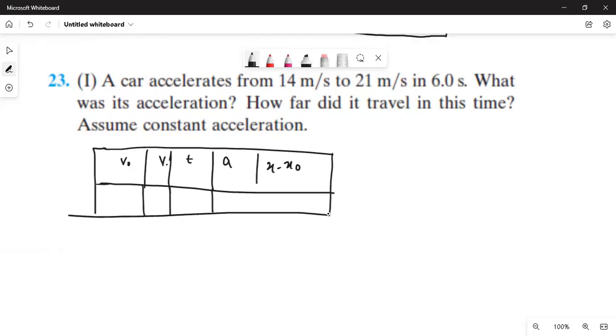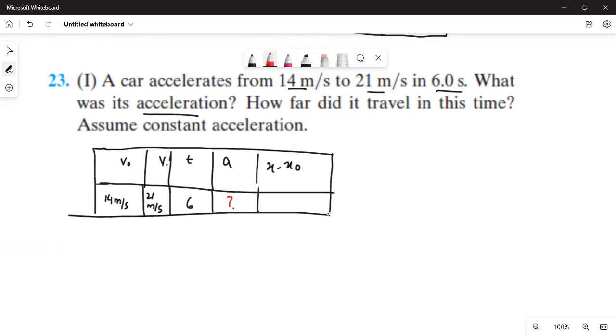The first thing is accelerated from 14 to 21. So what is 14 meter per second? It's v naught. And what is 21? The end, 21 meter per second. The time is 6 seconds. And you have to know the acceleration is to find. So it has a displacement.